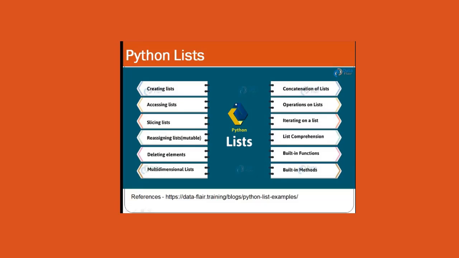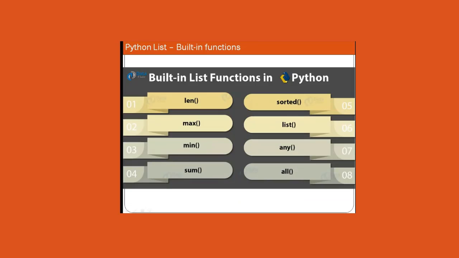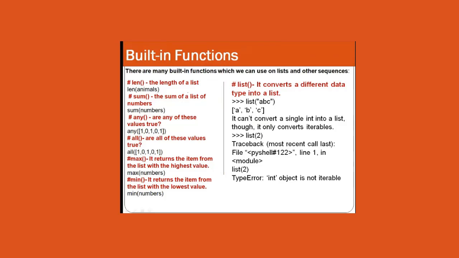Then we have the built-in functions for the list. If you talk about the built-in functions, we can find the length of the list, the maximum element from the list, the minimum element from the list, the summation of all the elements of the list, we can have a sorted list, any, all. So let's have a look one by one. First start with the length.